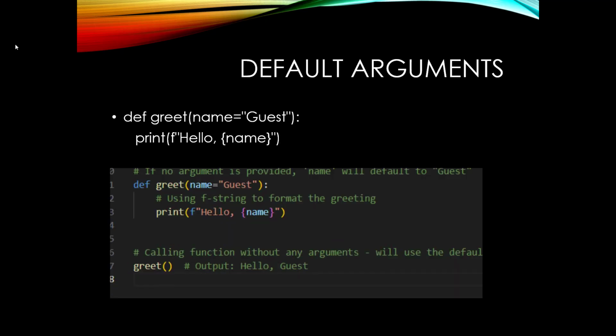Next, take a look at default arguments. Default values make parameters optional. If you define a function like this, def greet name equals guest, print hello name. So if no name is passed, by default guest will be used.